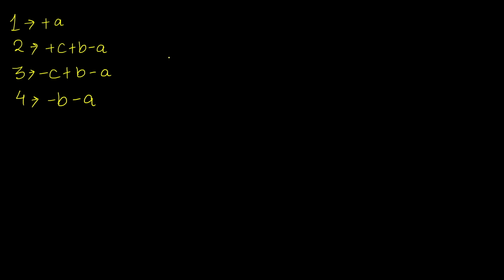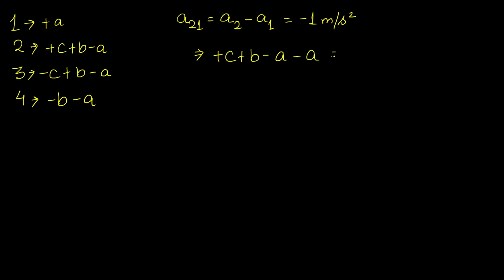Now it is already given in the question that the acceleration of 2 with respect to 1, that is a2 minus a1, is 1 meter per second square, but in the downward direction, and we have supposed the downward direction as negative. So minus 1 meter per second square. Now we know the accelerations of the second block and the first block. So let me write over here plus c plus b minus a, and this minus a is equal to minus 1. So that is plus c plus b minus 2a is equal to minus 1.